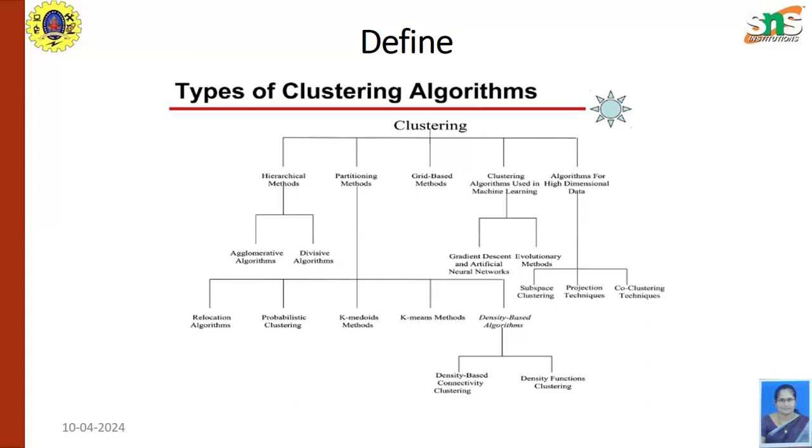In this, the partitioning method is used to partition the cluster by using these 5 algorithms: relocation algorithm, probabilistic clustering, K-medoid, and K-means methods. Among these algorithms, we are going to implement the K-means method in the prototype.